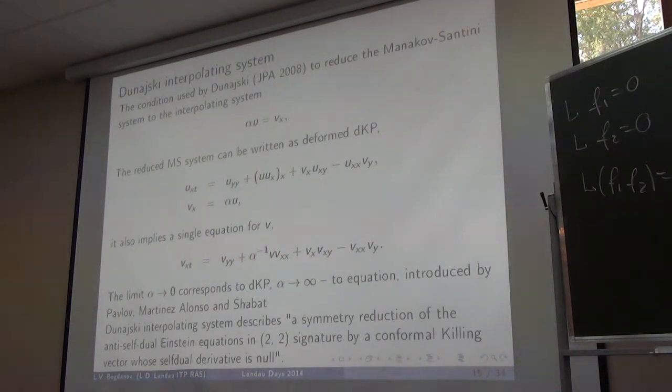So what exactly is that constant? Alpha is constant, actually. It was discovered by Dunajski that this condition for the Manakov-Santini system leads to some system describing a geometric object also connected with twistor theory. And it's easy to check in different ways that this is really a reduction. And so the result is equations like this.